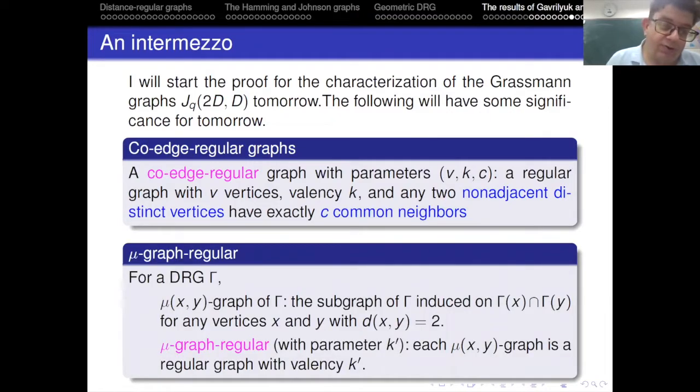We also introduced the term mu graph regular. It means that any mu graph has valency k prime. So what is a mu graph? The mu graph of x and y is the subgraph induced by the common neighbors of x and y, where x and y have distance 2 in gamma. And we say gamma is mu graph regular with parameter k prime if each mu graph is a k prime regular graph.